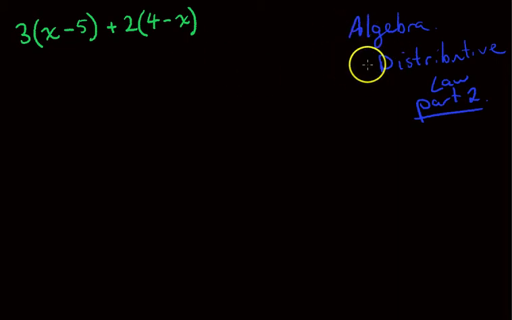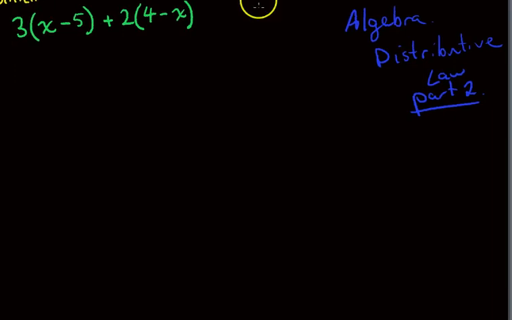Algebra again. This time we're looking at the distributive law for the second time. So this is part 2 of the distributive law, trying to do some fairly complicated stuff. You can see this expression here, 3 times x minus 5 plus 2 times 4 minus x. So really quite complicated, but we can use our distributive law to simplify this. So that's our goal here, to simplify.